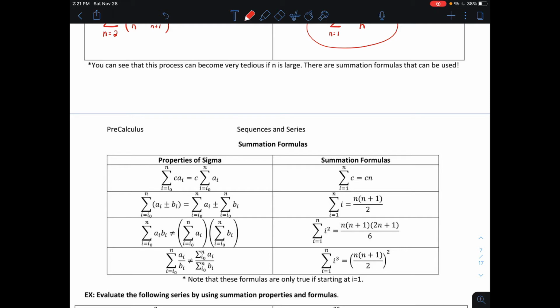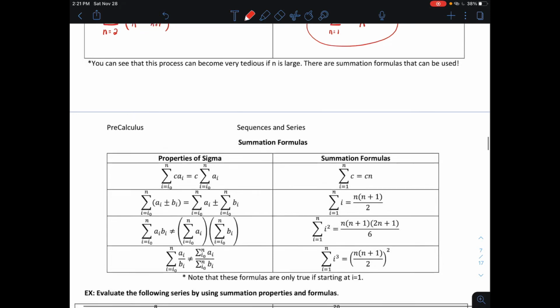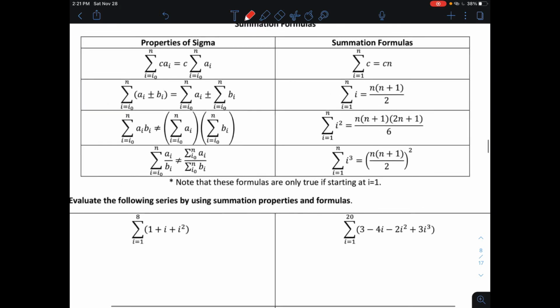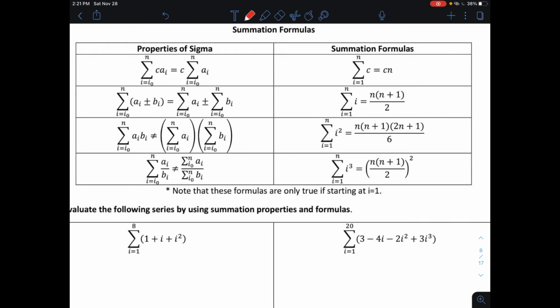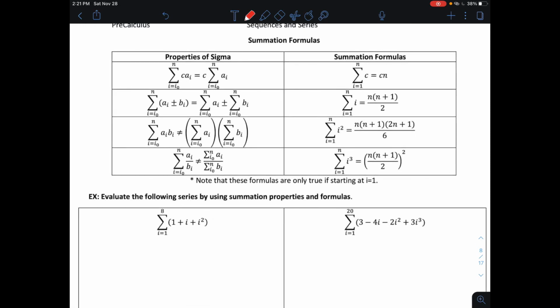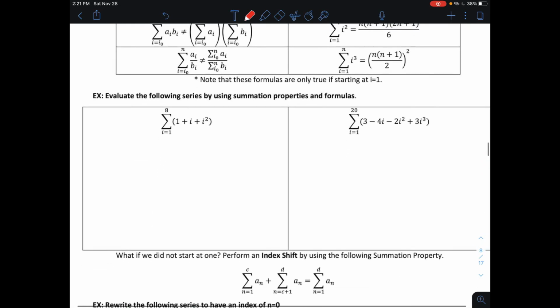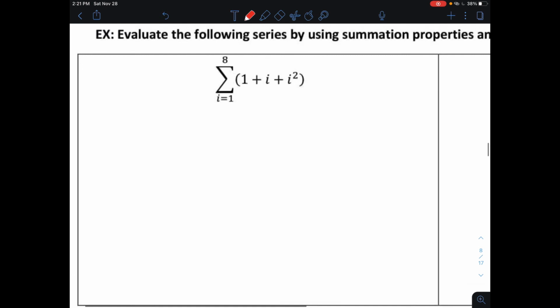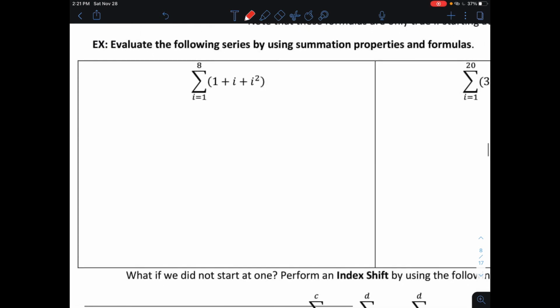And so there are some formulas we can use to get these sums a little bit quicker. However, they are algebra intensive. And so in this chart, I summarize some of the properties of sigma and some summation formulas that we're going to use in doing the next couple of problems. And so let's say I wanted to evaluate this first series by using summation properties and some formulas.